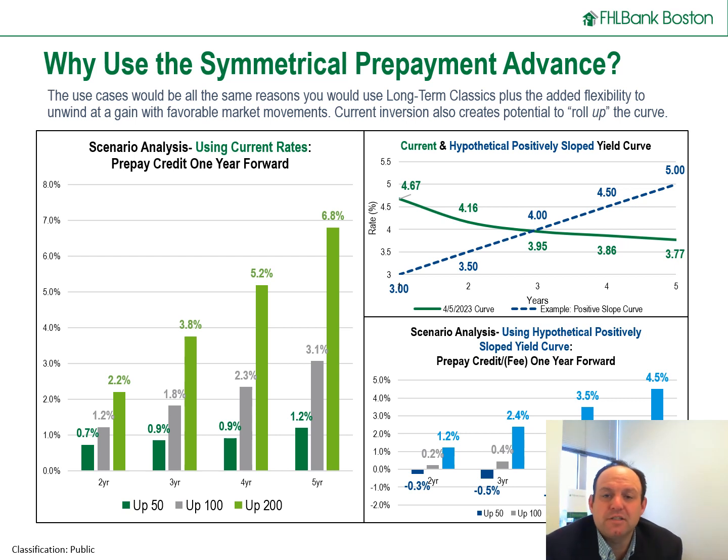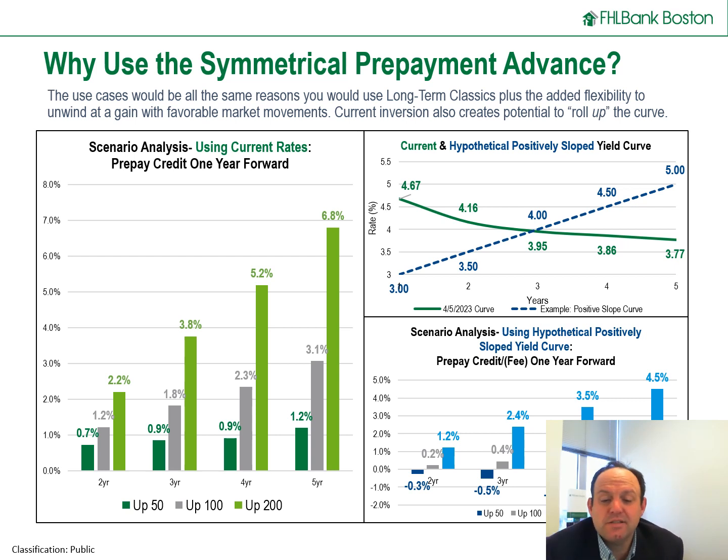So along the left-hand side, we're doing some scenario analysis where we're using the current yield curve, presently inverted, as we sit here in April of 2023. And we're going to look at taking out a symmetrical advance at various tenors, either 2, 3, 4, or 5 years. And we're going to shock interest rates up 50, 100, and 200 basis points. And we're also going to look at it 1 year forward from the date of initiation.